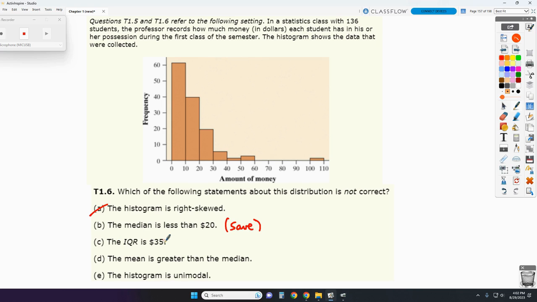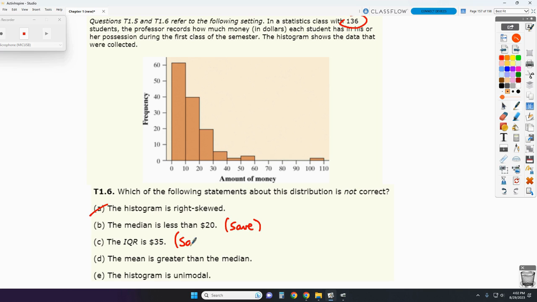C, the IQR is 35. Ooh, we need to know the first and third quartiles. And we don't have those numbers. And we don't have the whole data set, right? We don't have all 136 values, all $136 amounts. So can you easily find Q1 and Q3 in a histogram?